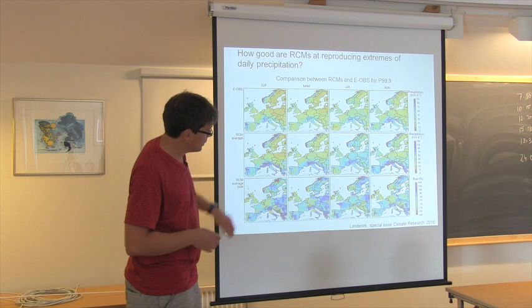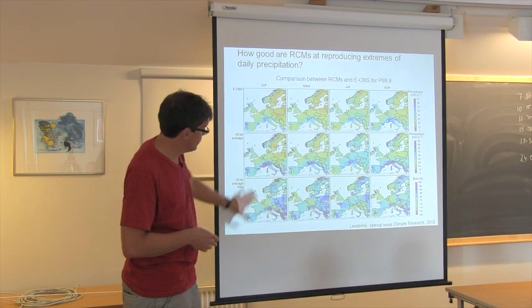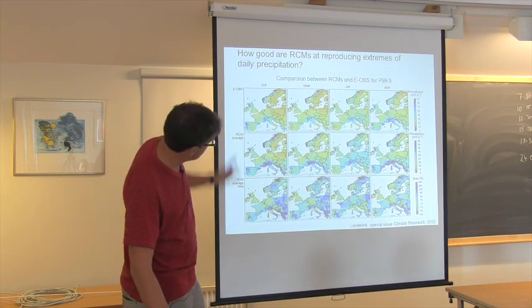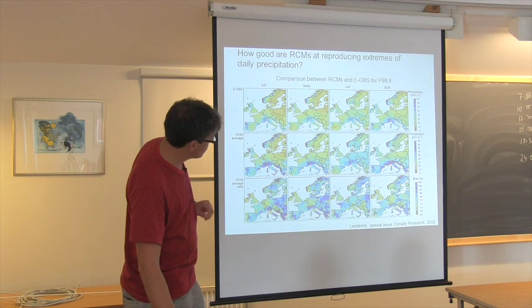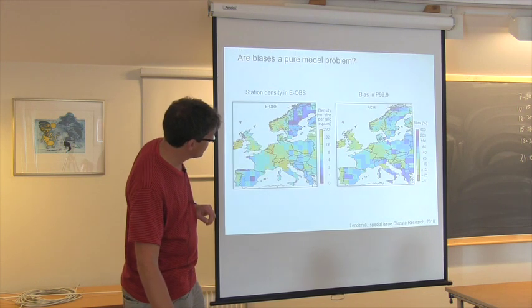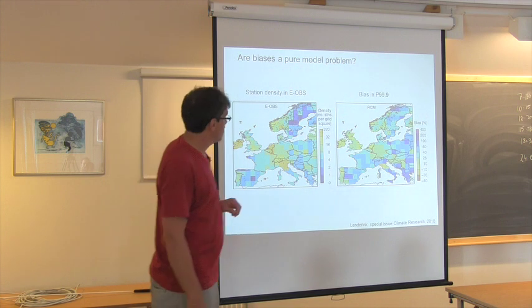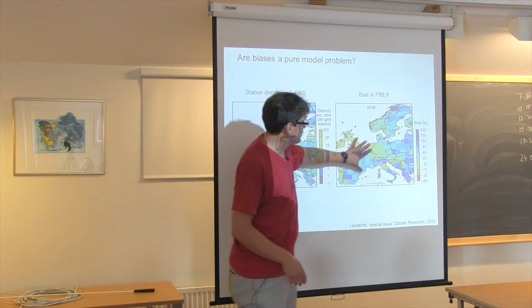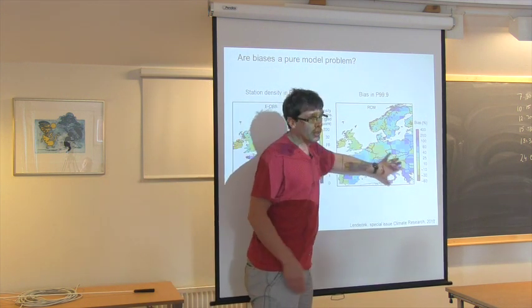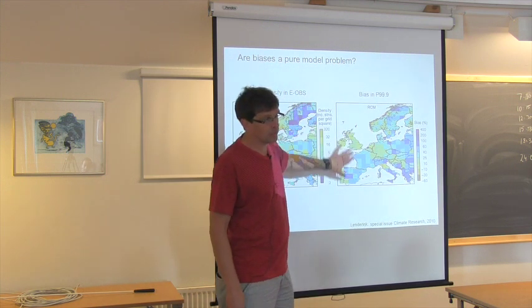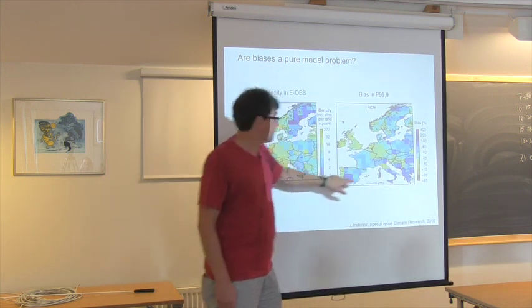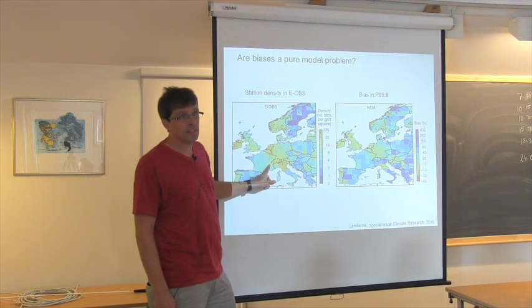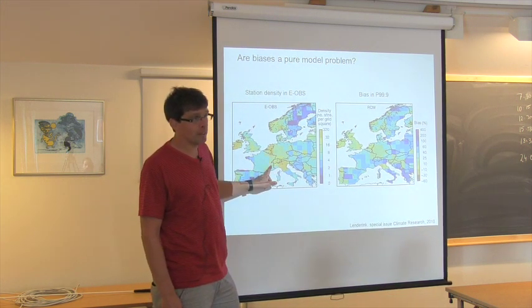And then we tried to see if there were any consistent patterns. Maybe the model was a bit wetter compared to the observations, but there were also problems with the observations, as was shown in this one here. This is quite interesting. This is the bias pattern in the combined large ensemble of many different regional climate models. And this is the station density in the observational data set underlying it.